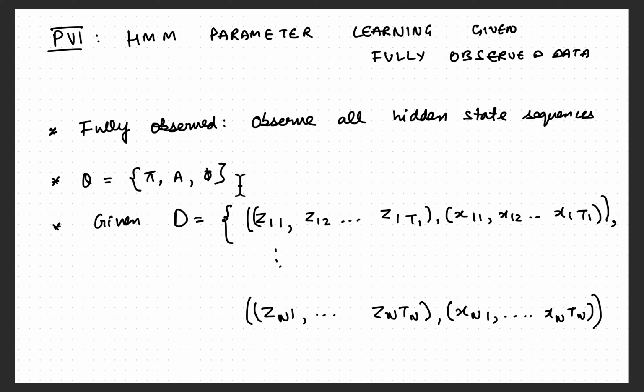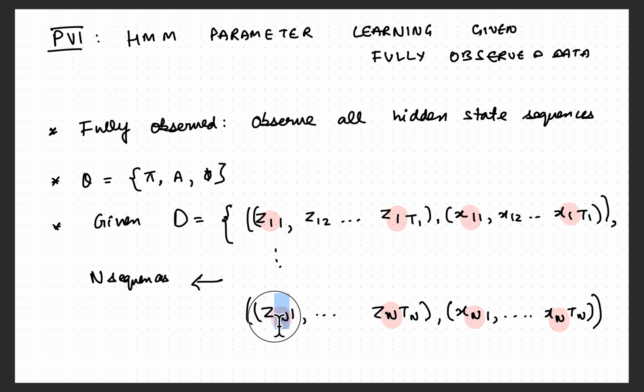Now we'll be trying to learn parameters given this data set D, which contains n sequences. The first sequence is Z11, Z12 through Z1,T1, and correspondingly the observations are x11, x12 till x1,T1. Here the first number in the subscript tells us the sequence number, and the second is the position within that sequence.